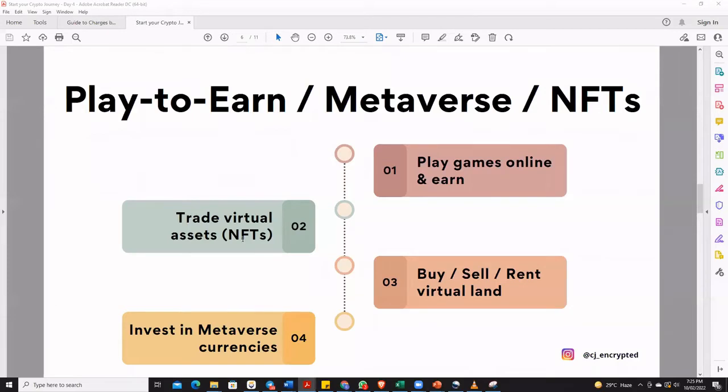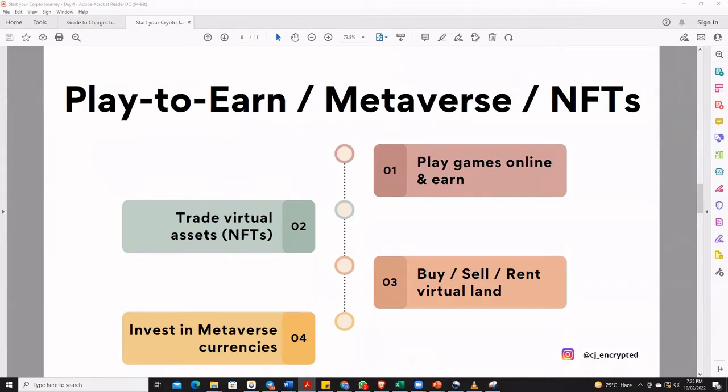But let's take a pause here and let me show you an example of a play to earn application and an example of NFTs, so that you start to wrap your head around these things, because as I show you, things will make more sense. All right. So give me a minute.